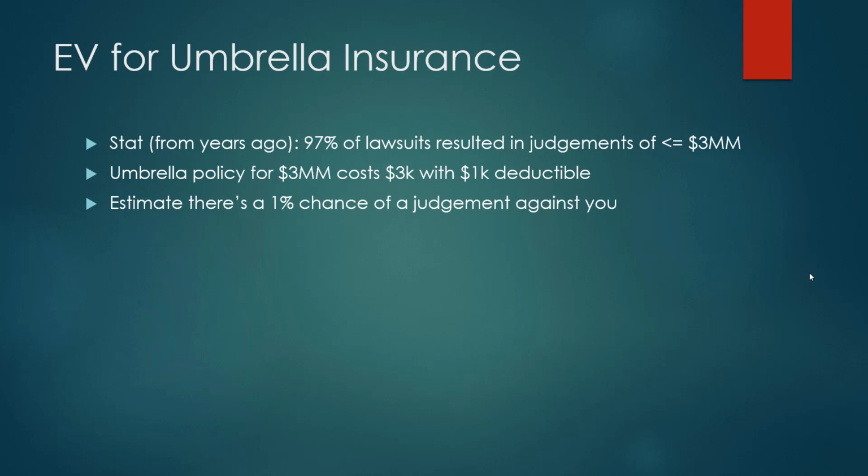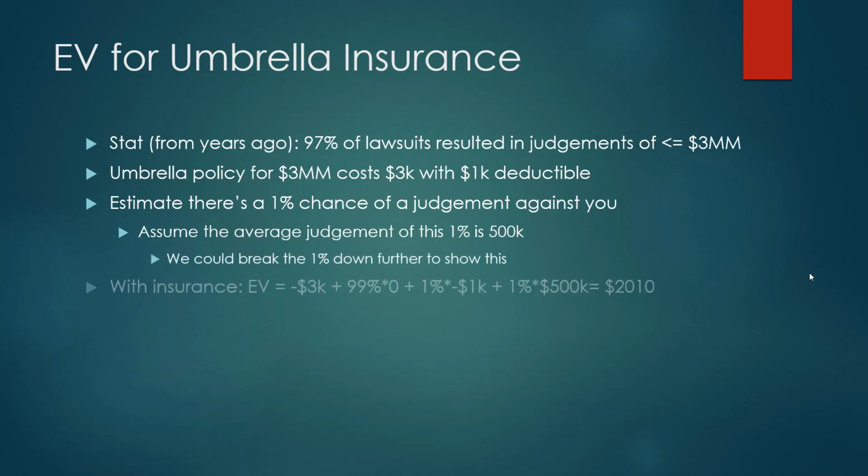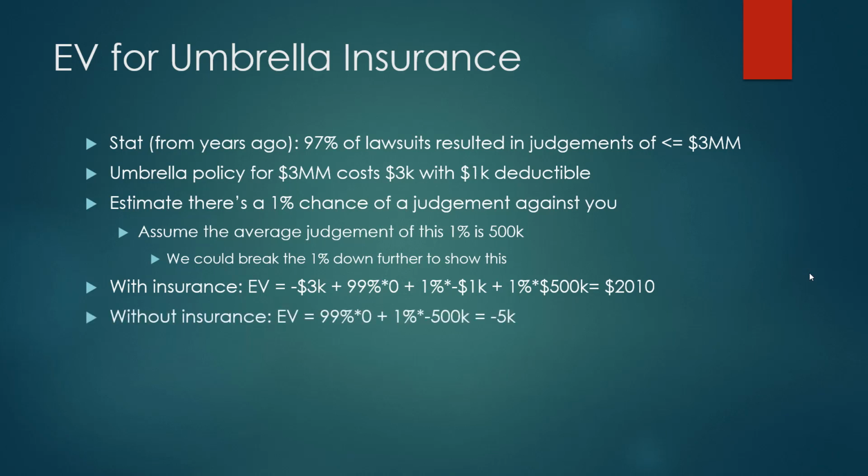So let's estimate there's a 1% chance of a judgment against you. You probably know 100 people. How many judgments do you know against those people? Man, not many. So assume the average judgment of this 1% is 500,000, and 0.5% of the time it's 1 million. We could break that down further, but if we run this, just really quick to get through the slide, with insurance your expected value is $2,000. Without insurance, it's negative 5,000.